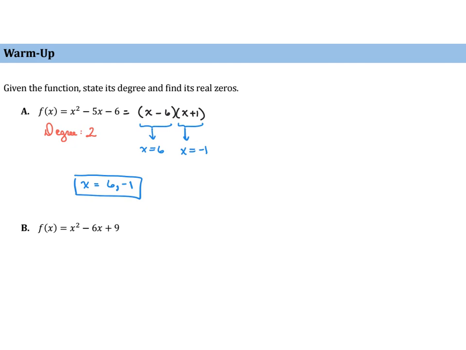Now let's look at part B. The degree, again, is 2. Let's go ahead and factor. This is a trinomial square, so it factors into x minus 3 times x minus 3. So x minus 3 quantity squared. This means that we have x equals 3, but we obtained it twice, remember? So this would be x equals 3, multiplicity 2.